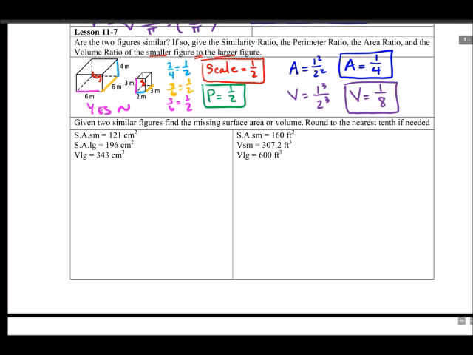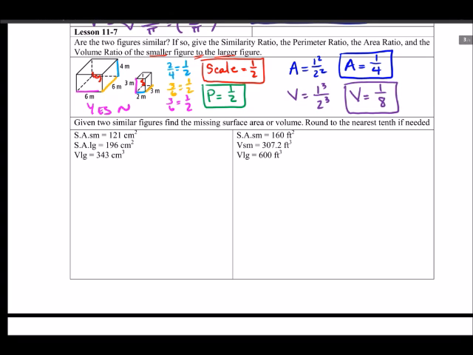So now what this says is that every time we increase the area, the larger one gets 4 times bigger than the smaller one. And every time we increase the volume, the larger one is 8 times bigger than the small one. So volume increases quickly. It's that whole cubed thing.